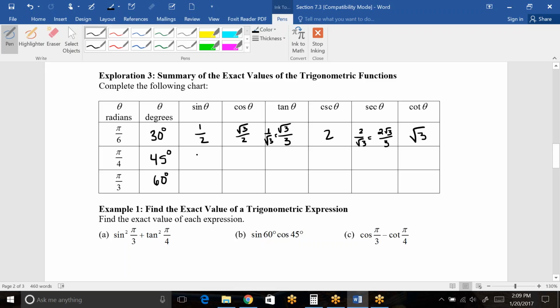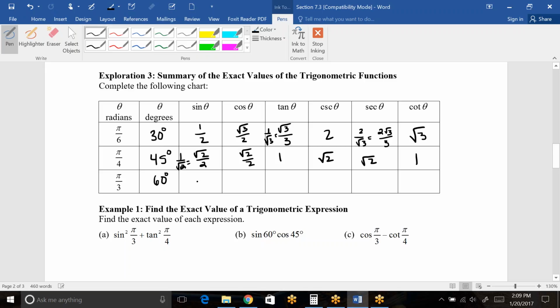For 45 degrees, we noticed that sine and cosine were identical. Before they got flipped, remember it was 1 over the square root of 2, and then we rationalized it. So this was square root of 2 over 2. Tangent was 1. Cotangent, when you flip 1, you still get 1, and when you flipped both of these, you got square root of 2.